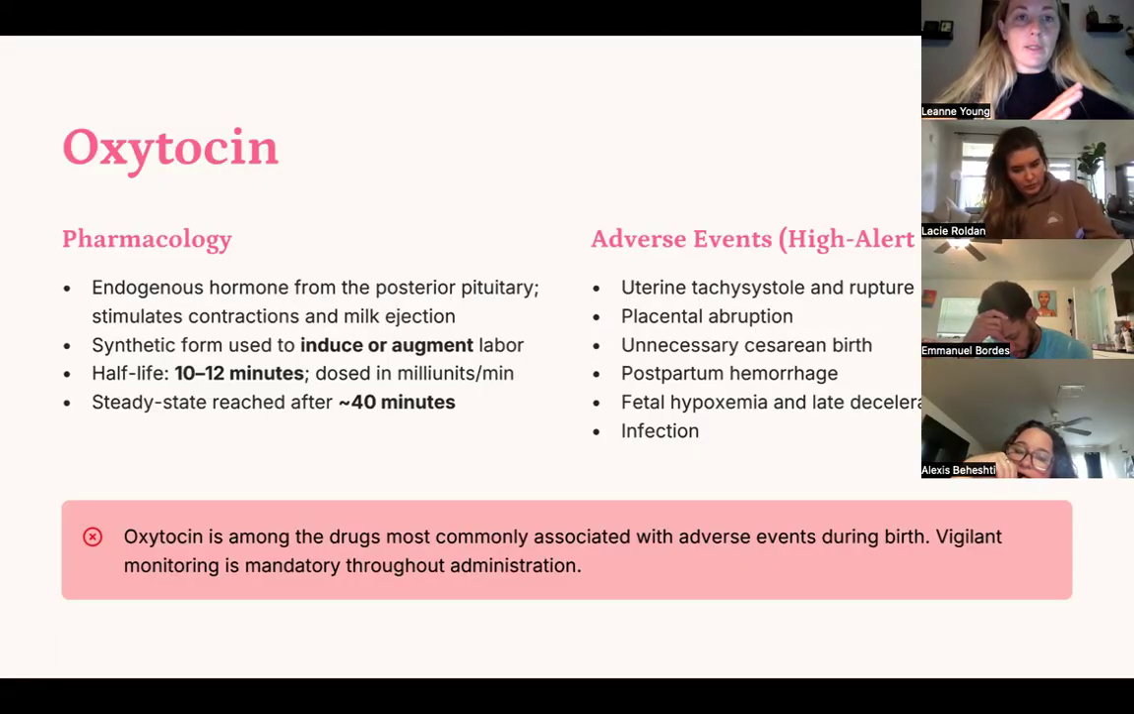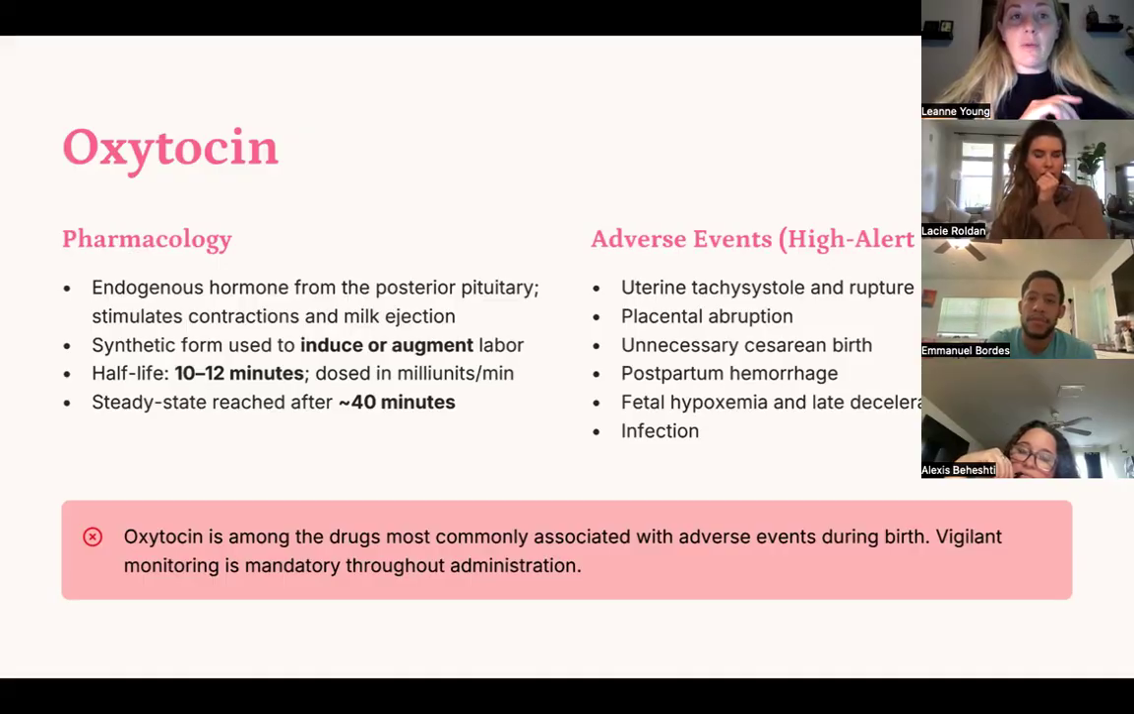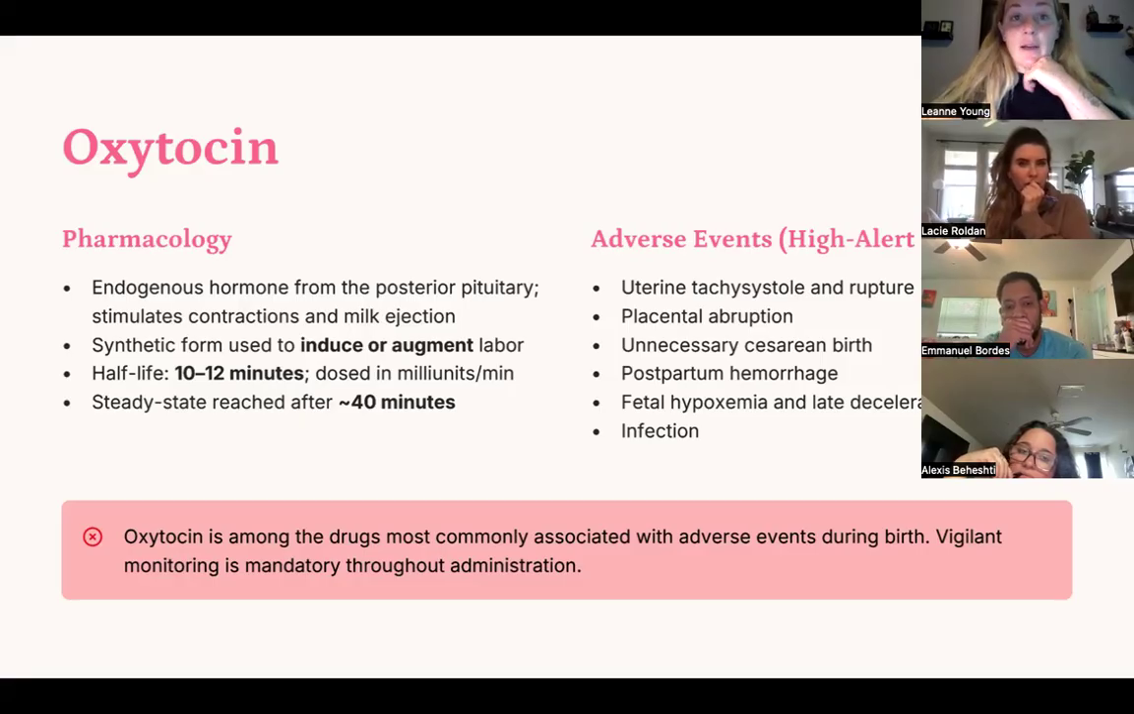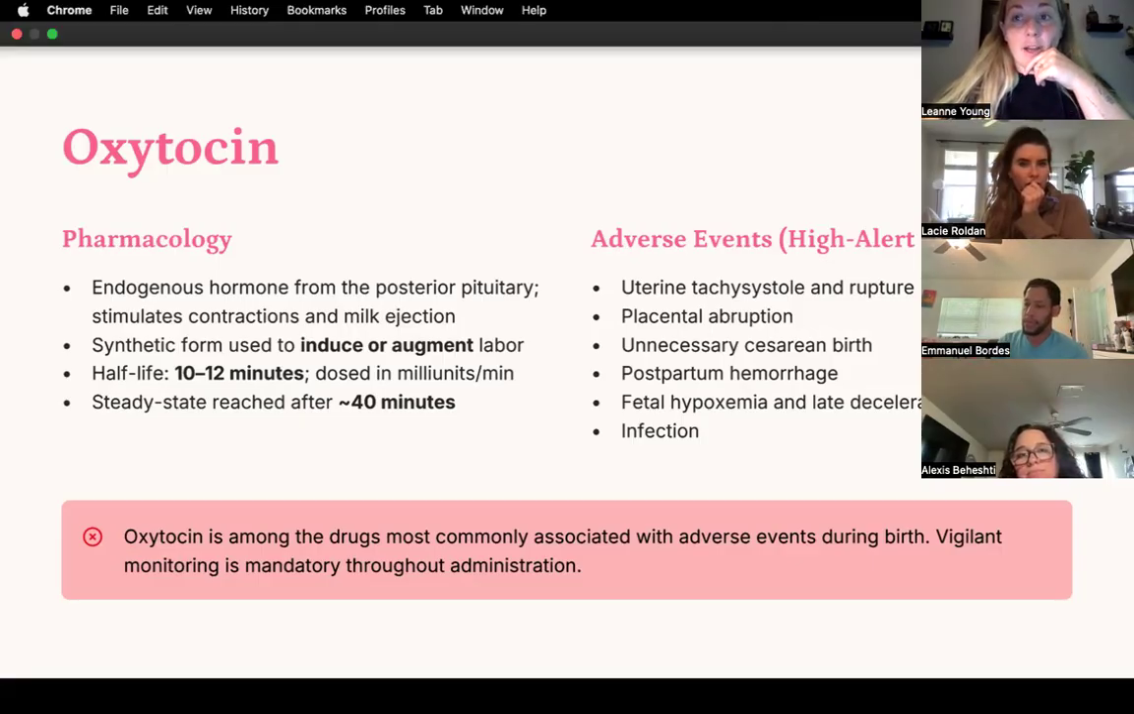So, for example, a typical order that you would get from a provider is, all right, let's go ahead and start this patient on Pitocin. I want it started at 2 milliunits per minute, increased by 2 every 30 minutes until we have a regular contraction pattern. All right, so it's a very, very low dose. There's not very much oxytocin that we're giving during labor to stimulate uterine contractions. You really do not need very much for it to be effective. Usually, a steady state of Pitocin is reached after 40 minutes.